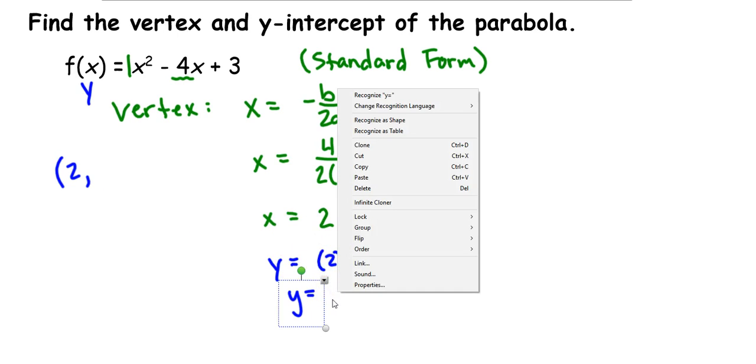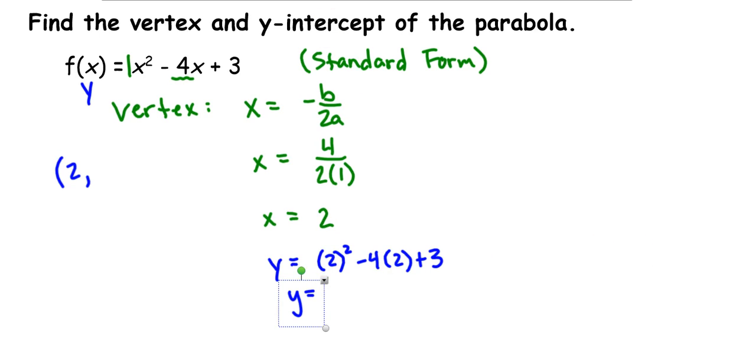2 squared I know is 4. Minus 4 times 2, so that's 8, plus 3. So my y-coordinate of my vertex is going to be negative 1. And then come up here. This is now my vertex.